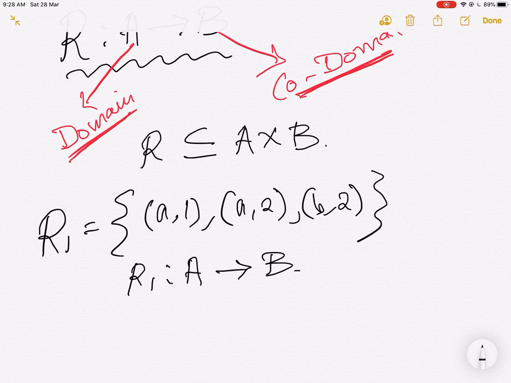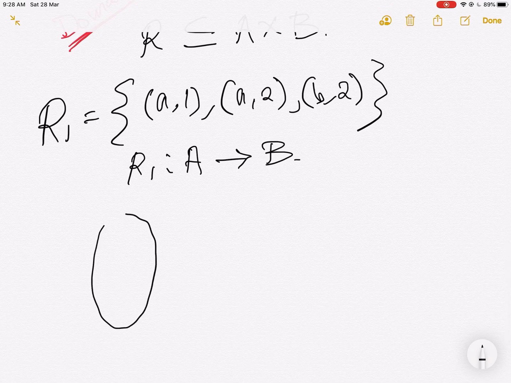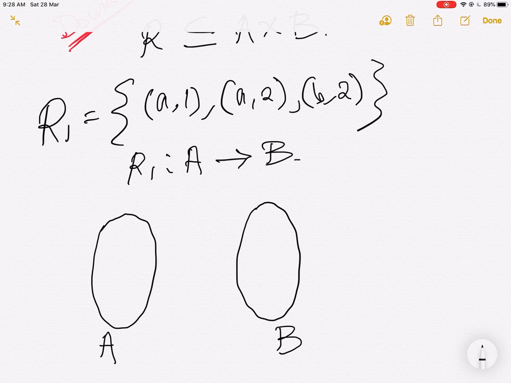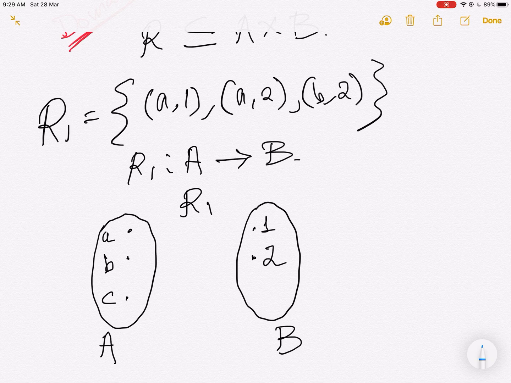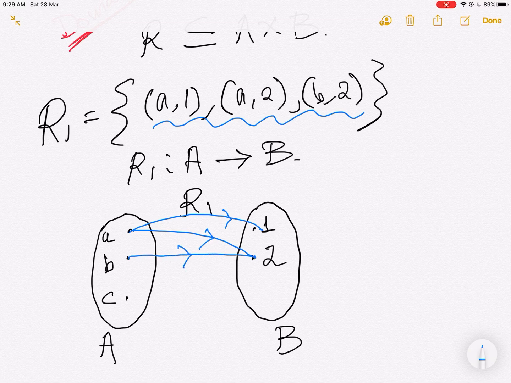And how to diagrammatically represent this relation? So we draw the respective sets here, A and B. Here is the set A, which is the domain, and set B as the codomain. Here are the members a, b, c, and the respective members of the set B, that is 1 and 2. So the relation R1 relates some elements of set A with some elements of set B. As we can see here, a is related with 1, a is also related to 2, and again b is related to 2. So this is the diagrammatic representation of the relation R1 from the set A to the set B.